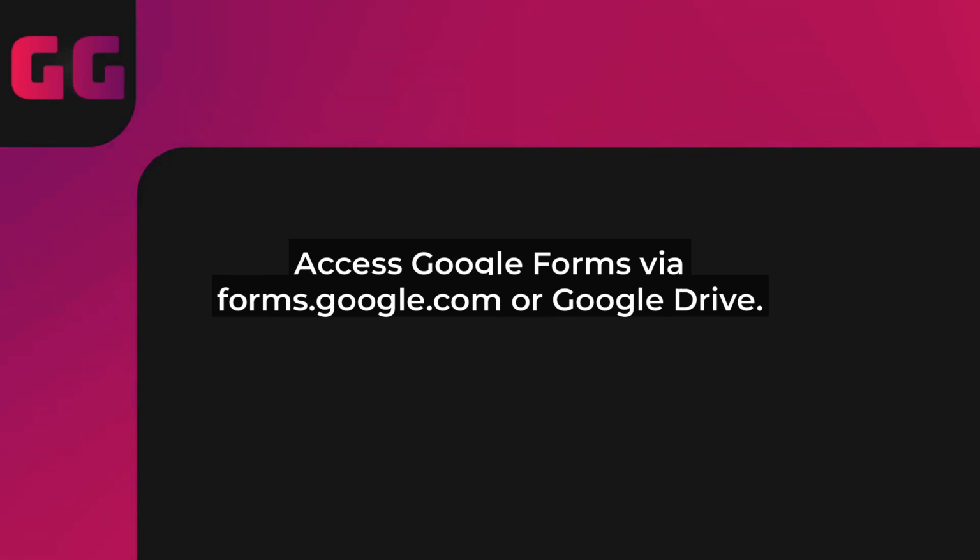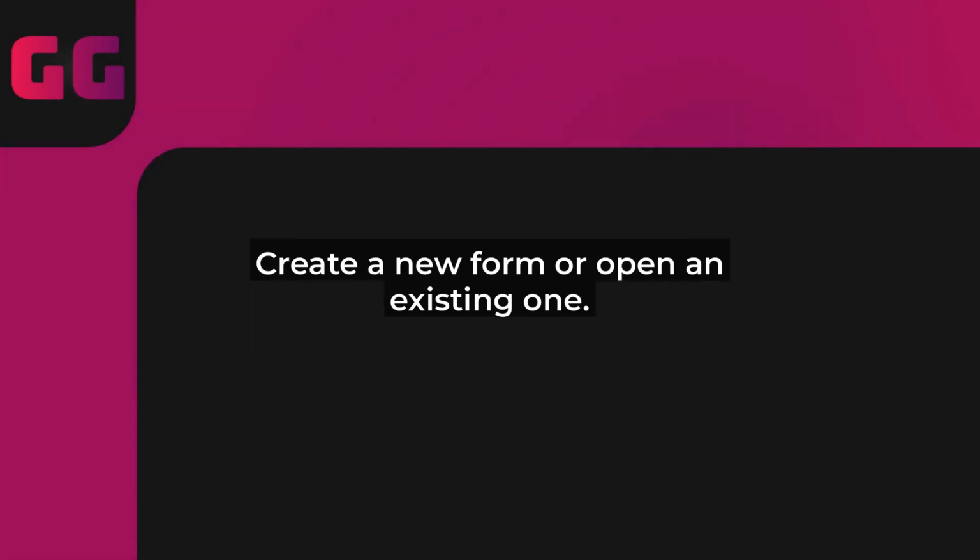First things first, head over to Google Forms. You can access it by going to forms.google.com or through your Google Drive. Once you're there, either create a new form by clicking the +blank button or open an existing one that you want to edit. Now, let's get into the settings.